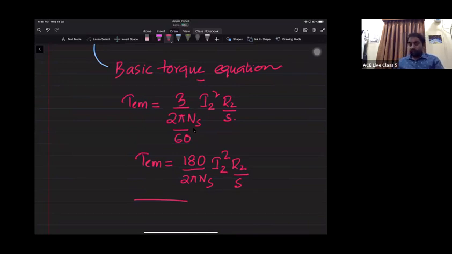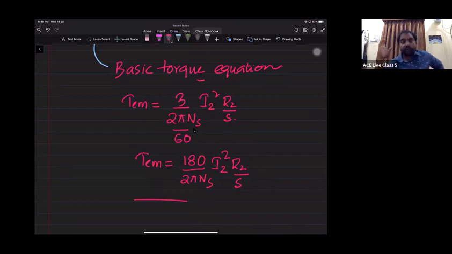So if anyone questions you as of now, do you have any formula to calculate the rotor input power? Yes, 3 I2 square into R2 by S. Any formula you have to calculate the rotor losses? I2 square into R2. Any formula to calculate the gross mechanical power developed or the internal mechanical power developed? Yes, 3 I2 square into R2 into 1 by S minus 1. Do you have any formula to calculate the magnitude of that electromagnetic torque? Yes, 180 by 2 pi ns into I2 square into R2 by S.